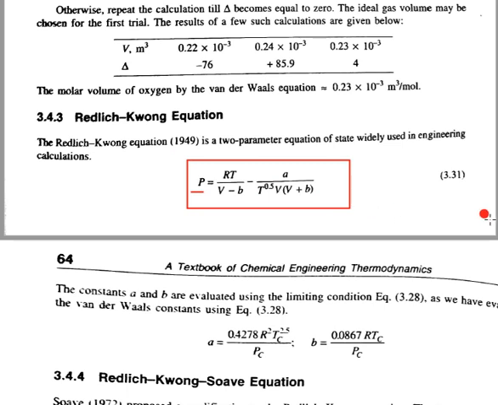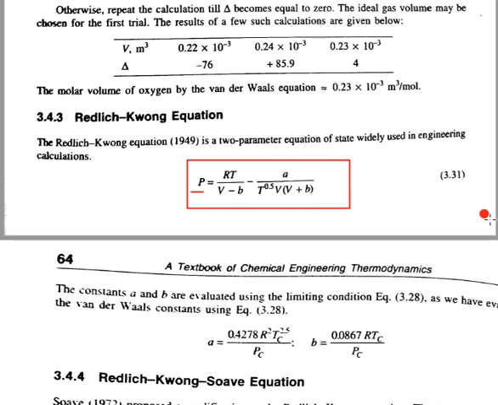You have to remember that this equation is generally used for finding the PVT behavior. Among the equations derived to explain PVT behavior, one of the best is the Redlich-Kwong equation, along with the van der Waals equation. So the equation is P = RT/(V − b) − a/(T^0.5 V(V + b)), where the constants a and b are evaluated using the limiting condition, equation 3.28.